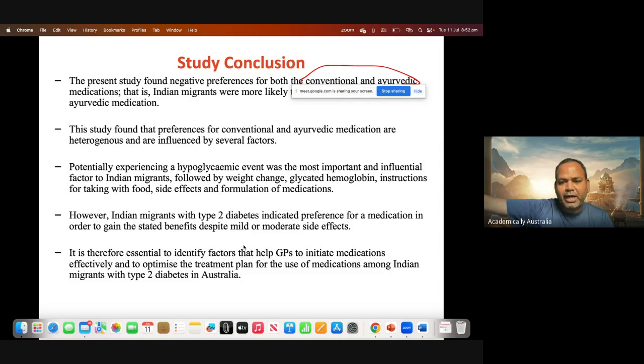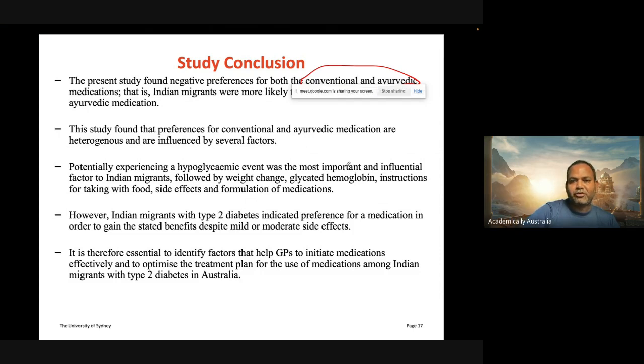However, Indian migrants with diabetes indicated a preference for medication in order to gain the stated benefit despite mild or moderate side effects. So they know all the medications have side effects, still they want to use the medication they need. It is therefore essential to identify factors that help doctors to initiate medication effectively, to optimize the treatment plan to use the medication in migrant practice in Australia. So if you have any question, I can cover it here.